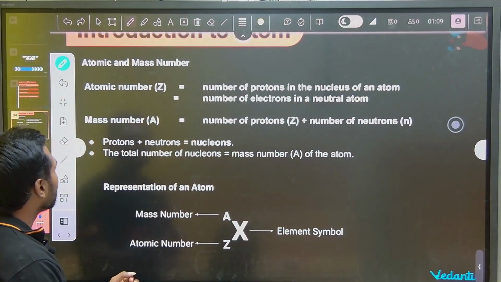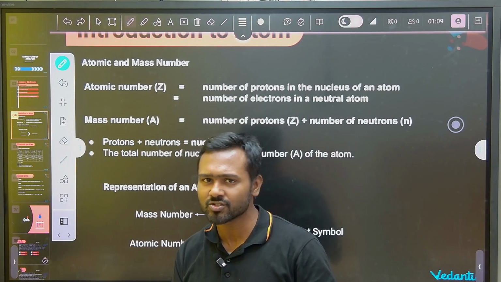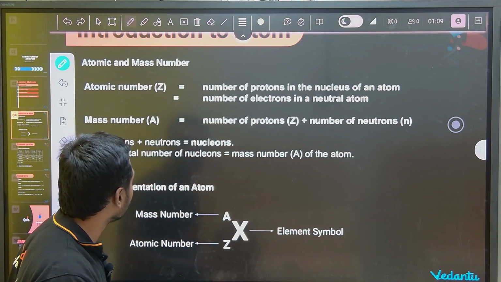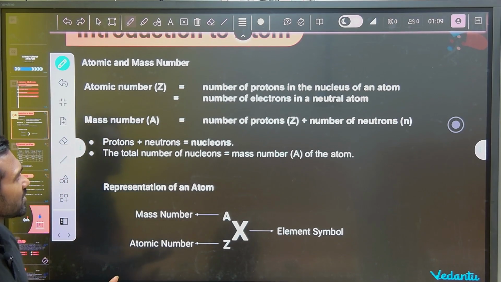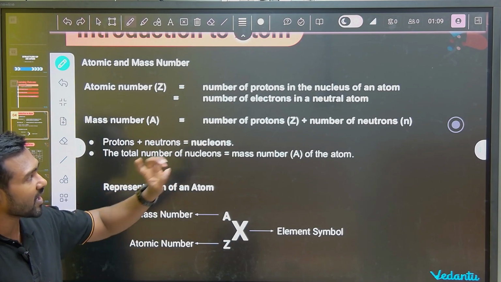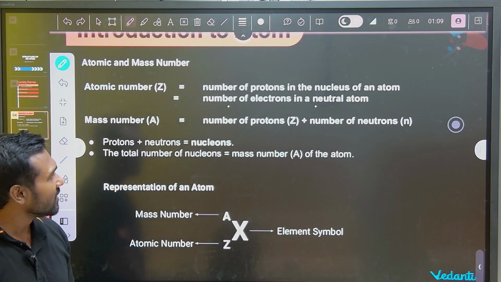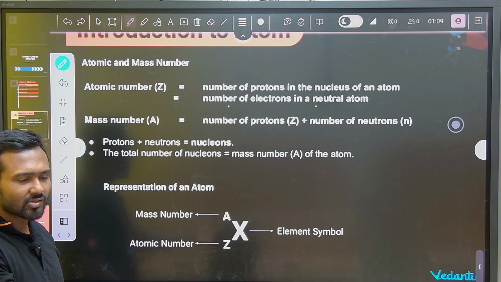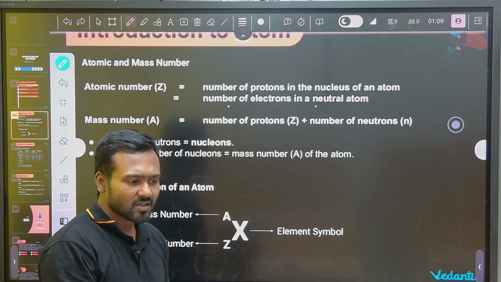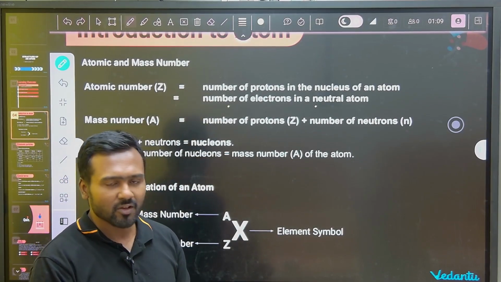So first one, atomic number. These are small things. I'm not going to give much time to these topics because already you are learning them from 8th, 9th, 10th also. So atomic number is the number of protons, and number of electrons in a neutral atom. Whenever taking the number of electrons, you have to mention neutral atom, because an atom may lose electrons or may gain electrons. And mass number is the number of protons plus the number of neutrons. So the number of neutrons may be equal, may not be equal.